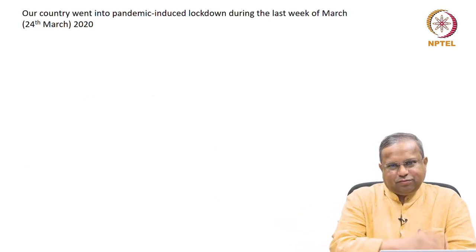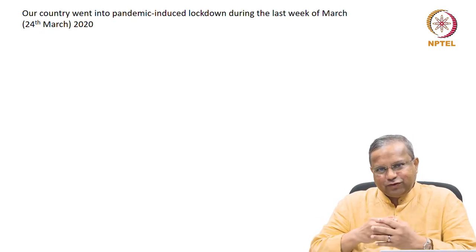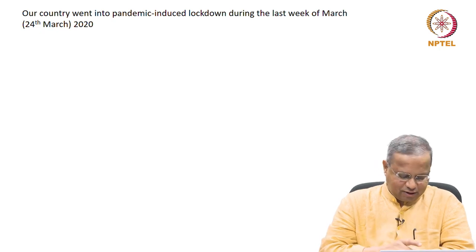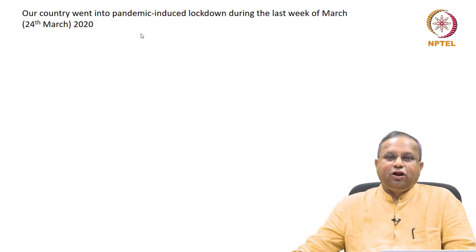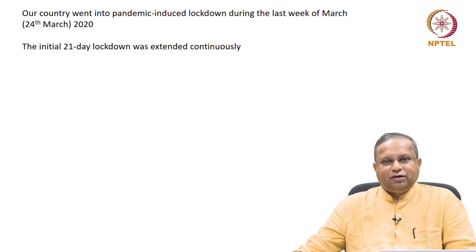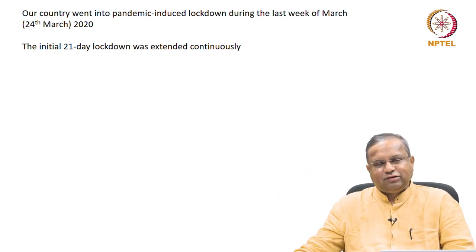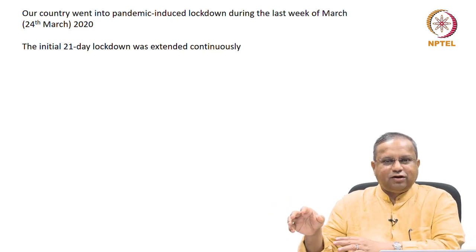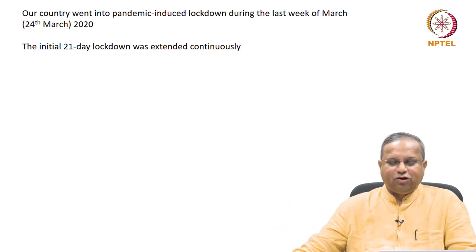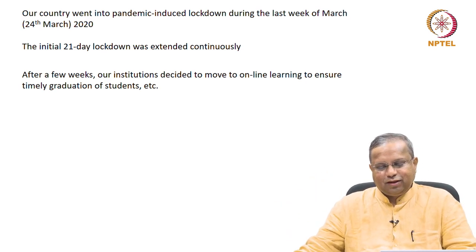Let me briefly run you through what happened last year so that we refresh our memories and set our base for further discussion. Our country went into a pandemic-induced lockdown during the last week of March, 24th March to be precise, last year. There was an initial 21-day lockdown which got extended continuously. It relaxed a little bit after a while, but the lockdown was on. The students are still not back in our classes, for example.